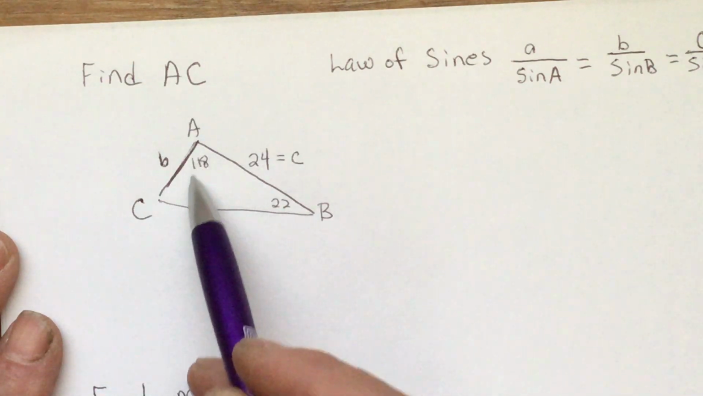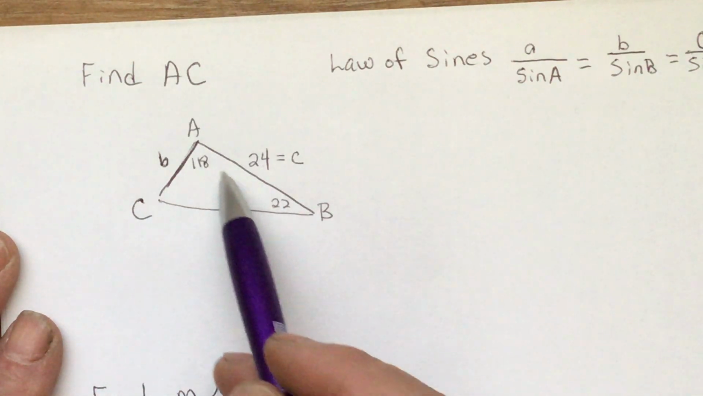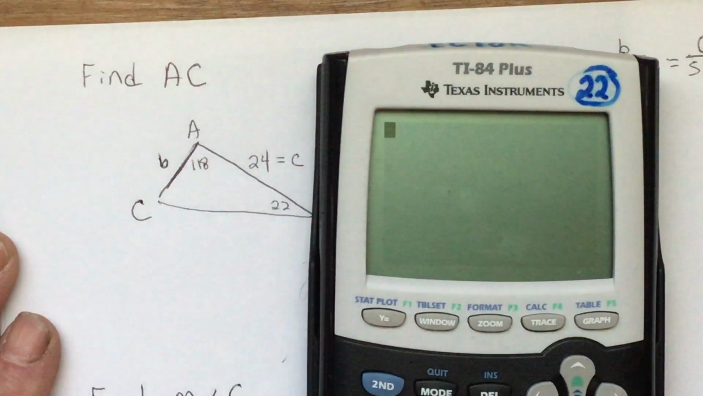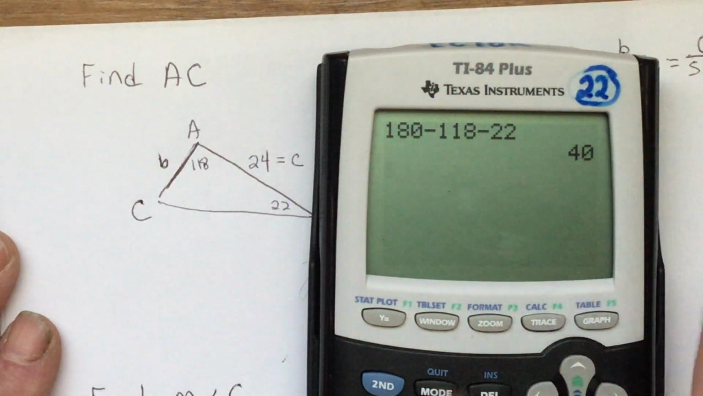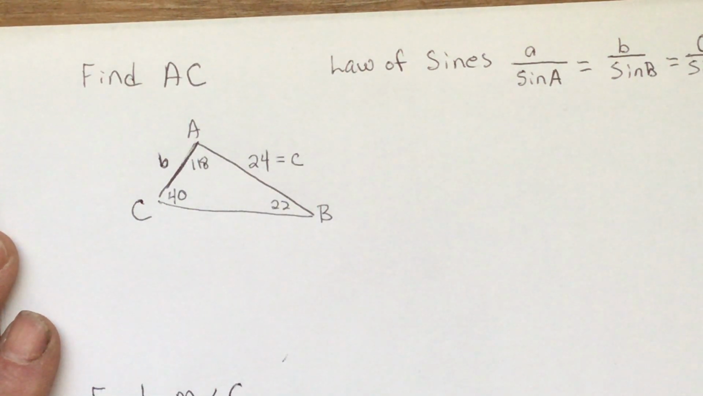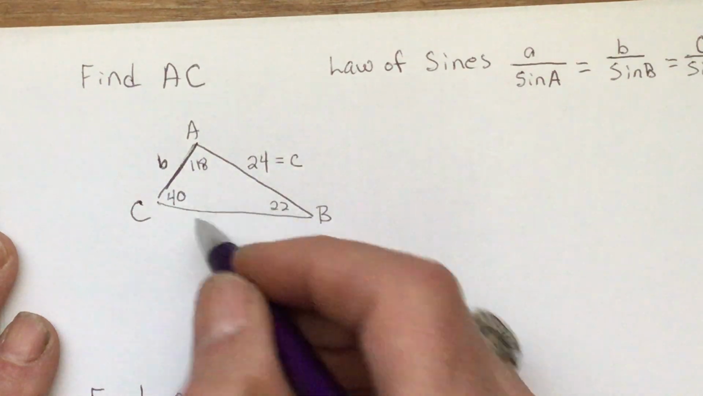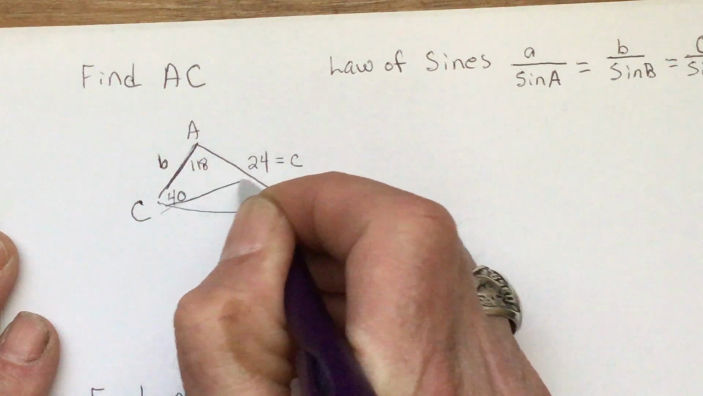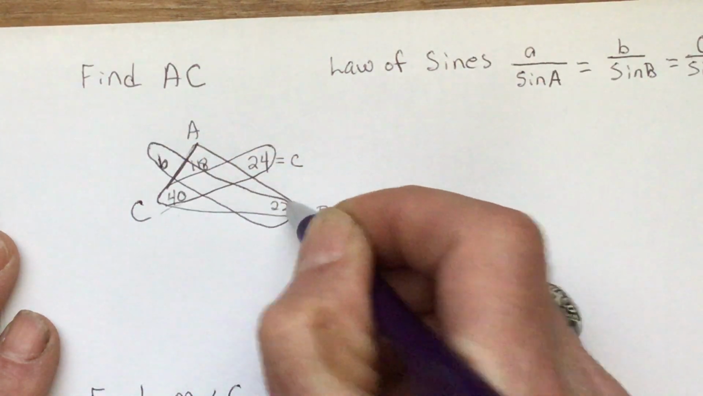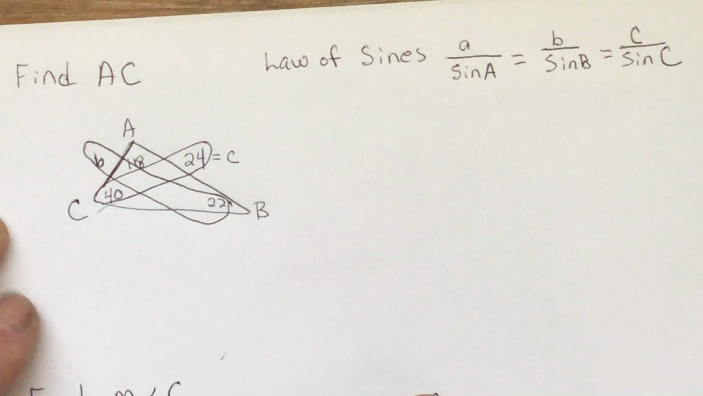Well, this is a triangle, and all three angles always add up to 180. So to find the measure of angle C, we start with 180, and we subtract 118 and 22. And there's the measure of angle C. All right. Now I think we have enough information to work this problem. These two values are going to be used together in one ratio, and these two are going to be used together in one ratio. And it will look like this.